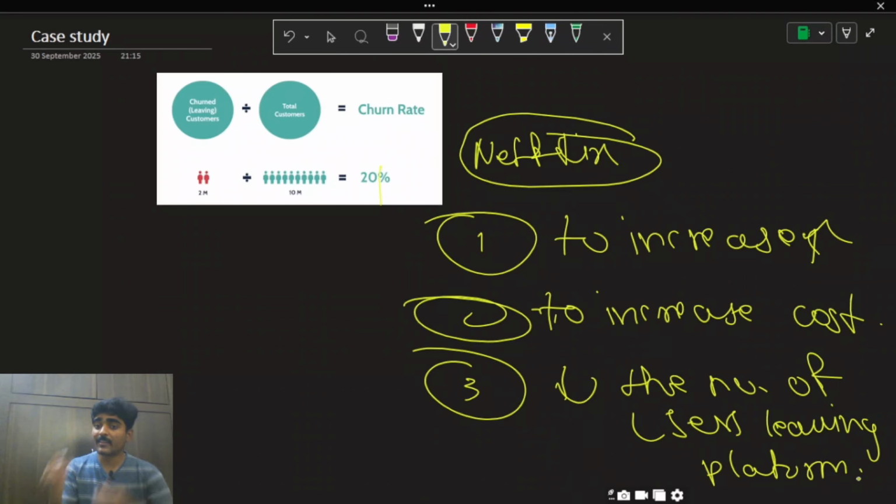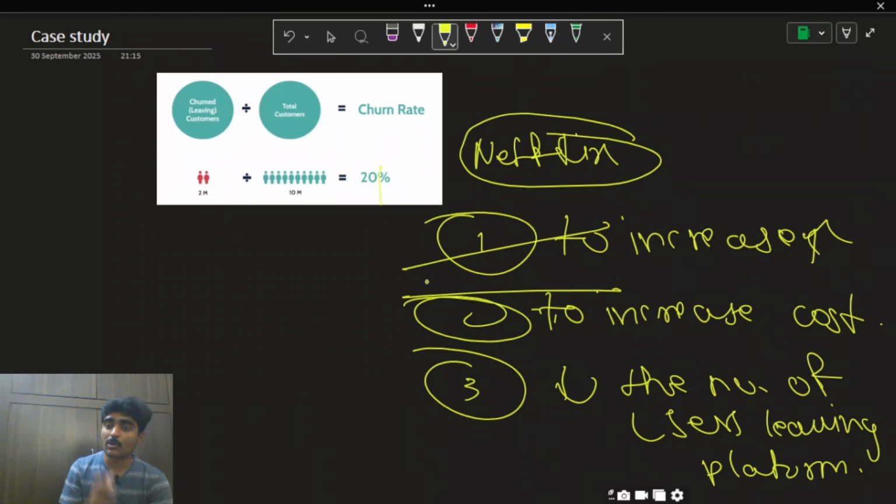Now these are the 3 immediate solutions that came to your mind. First is to increase the number of users, second is to increase the subscription cost, and third is to decrease the number of users leaving the platform. If you see the first two solutions, they are a little difficult. Immediately increasing the number of customers is almost an impossible task. Now secondly, to increase the cost of the subscription.